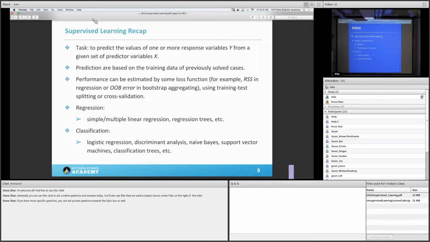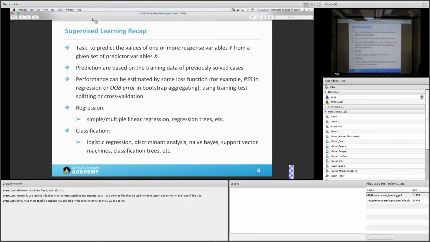So first, let's review what supervised learning is. The task is to predict the value of one or more response variables from a given set of predictor variables, and the predictions are based on training data of previously solved cases. Namely, the human needs to provide the correct label, the correct value, and teach the machine how to see the pattern. After getting trained, the machine should be able to spit out the unknown or unseen target for the test set. And performance can be estimated by some loss function.